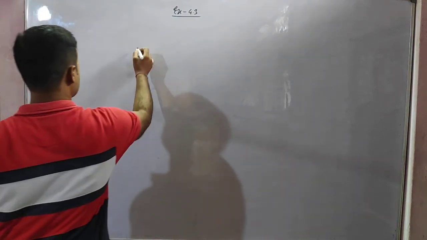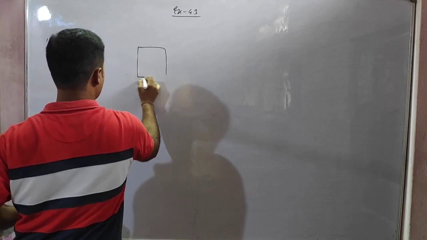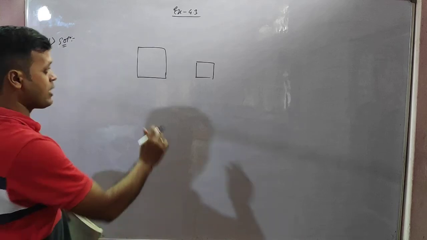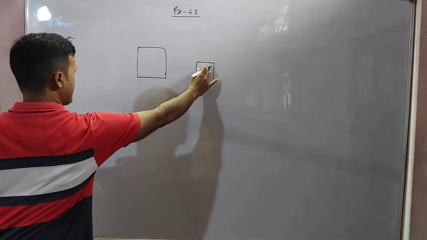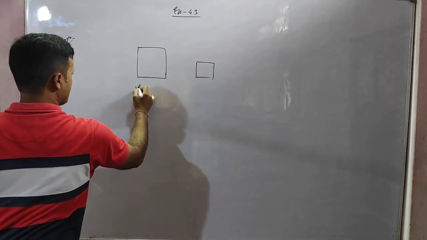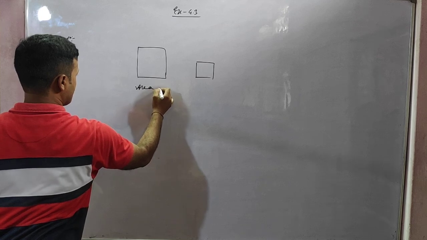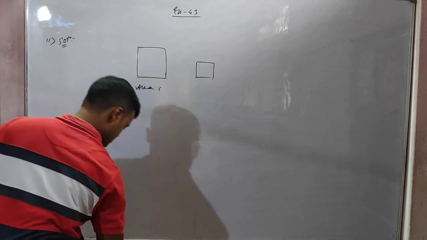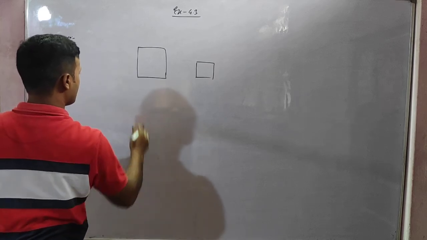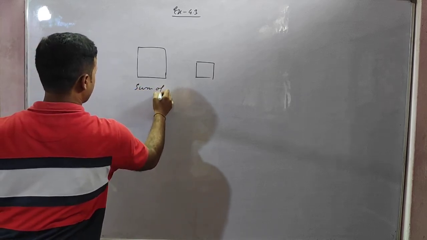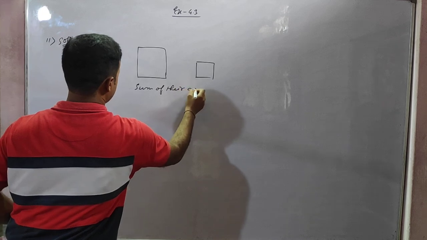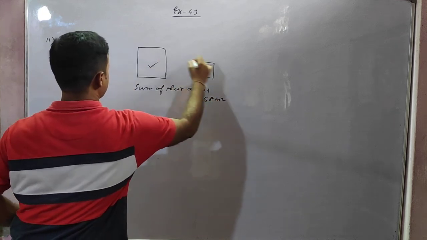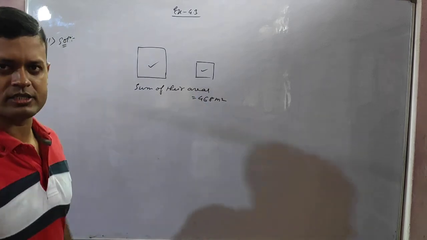That means two squares are there. One is big and the other one is small. The area of this square plus the area of this square, the sum of their areas, is equal to 468 meters square.